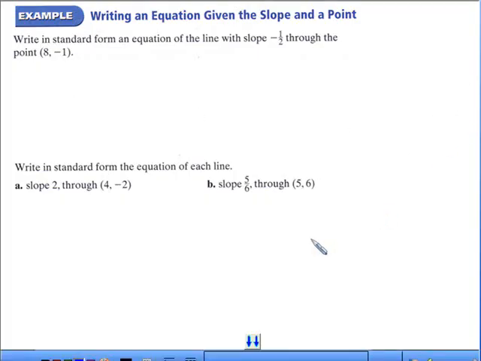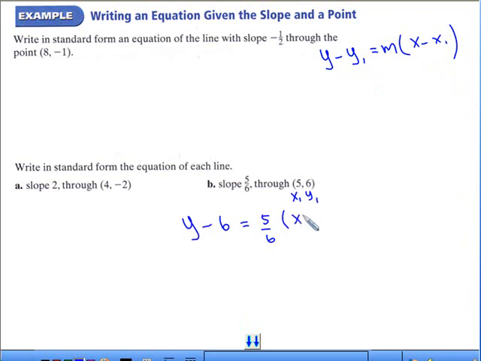So let's do another example real quick. Let's do example B right here. So we're going to plug everything in point slope again. Remember point slope is y minus y sub 1 is equal to m times the quantity x minus x sub 1. So this is our x sub 1 and y sub 1. We're just going to plug it in here and work it out. So we're going to get y minus 6 is equal to 5 over 6 times x minus 5. We don't have to change any signs in this case.